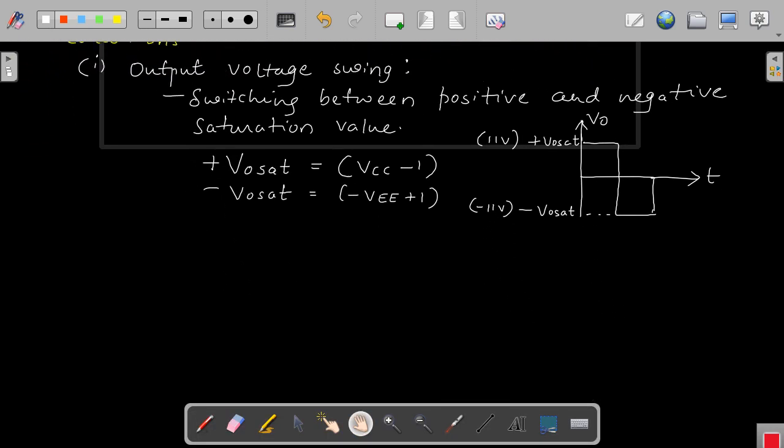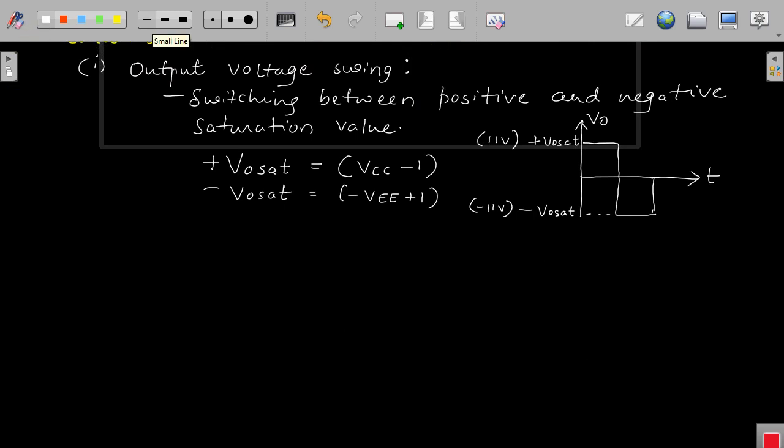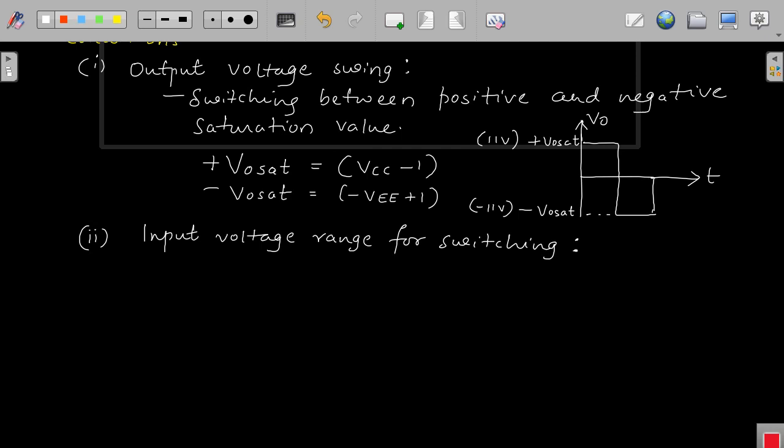Then let us now look into the second aspect. After having seen the output voltage swing, this second aspect deals with when exactly the output will swing from minus V naught sat to plus V naught sat and plus V naught sat to minus V naught sat. This is another important point to be noted. That is the input voltage range for switching. Input voltage range for switching, right?